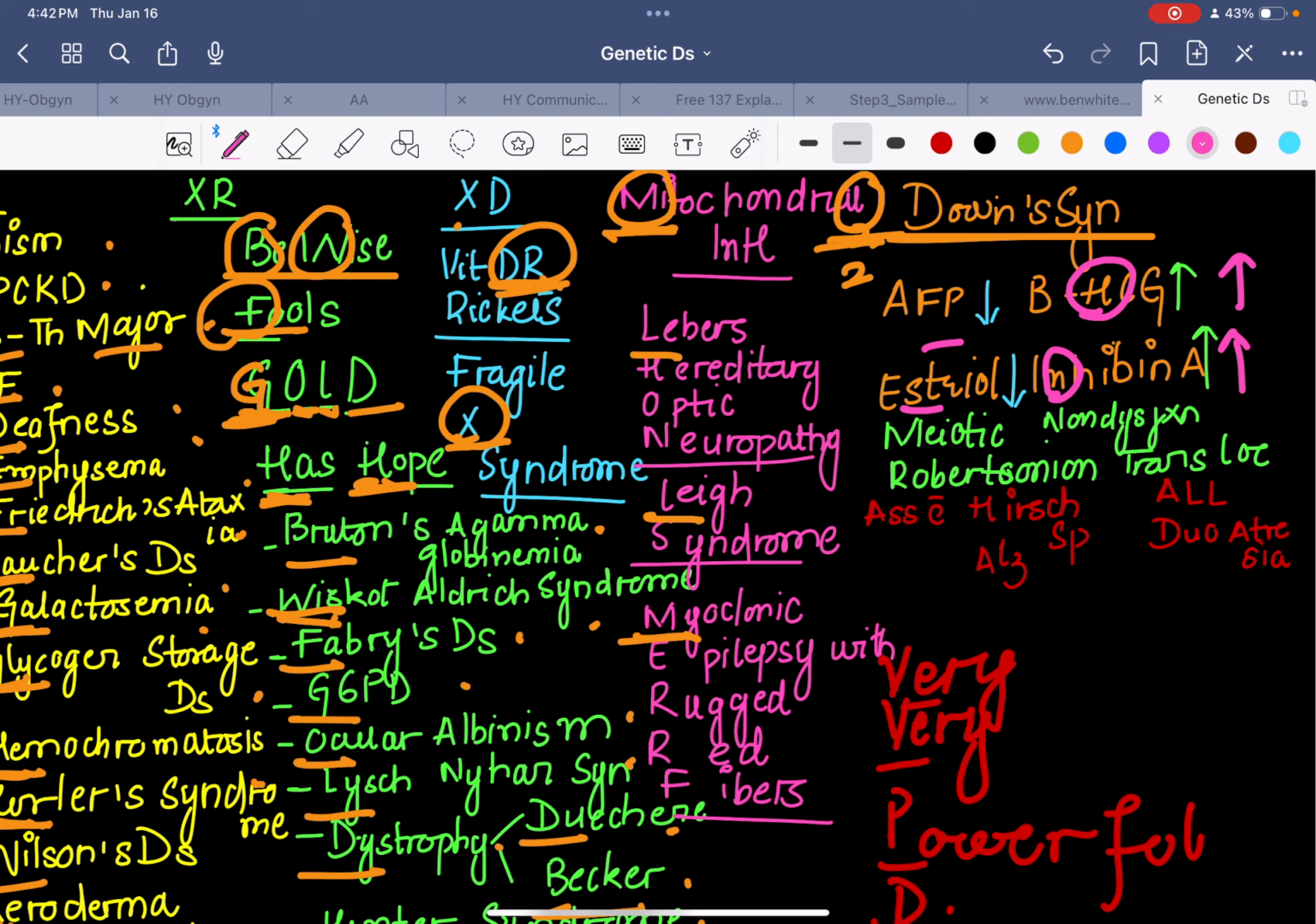And the mechanism for Down syndrome, of course, the majority of cases is due to meiotic nondisjunction, and the rare cases in which you have a younger mom, then it is due to Robertsonian translocation. And the common complications associated with Down syndrome are Hirschsprung's disease, Alzheimer's, ALL, and duodenal atresia.